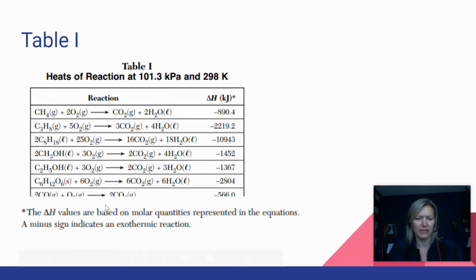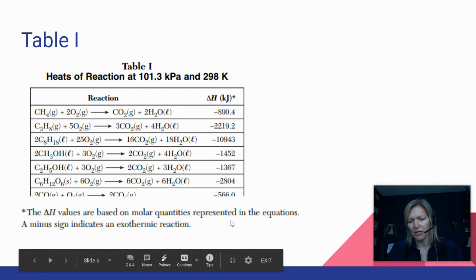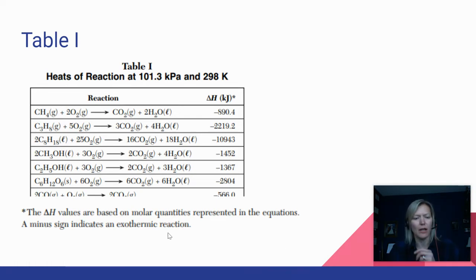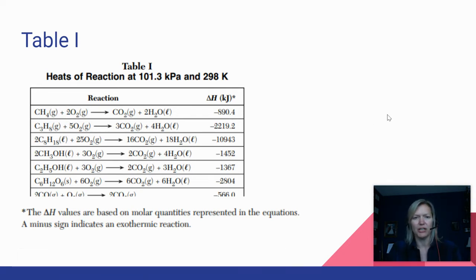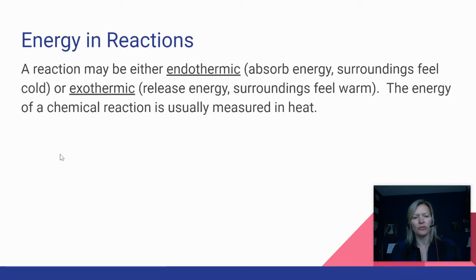Well, I'm going to look at that little asterisk at the bottom. Based on the molar quantities represented in the equation, and a minus sign indicates exothermic, which means that energy is leaving the equation. That molar quantity means if we start with 1 methane and 2 oxygen, this is what we're going to get. If we change those molar quantities, we're going to change our energy. So, endothermic, we're going to absorb energy. Exothermic releases energy. Lots of students exit, exo. And we're going to measure this in heat.